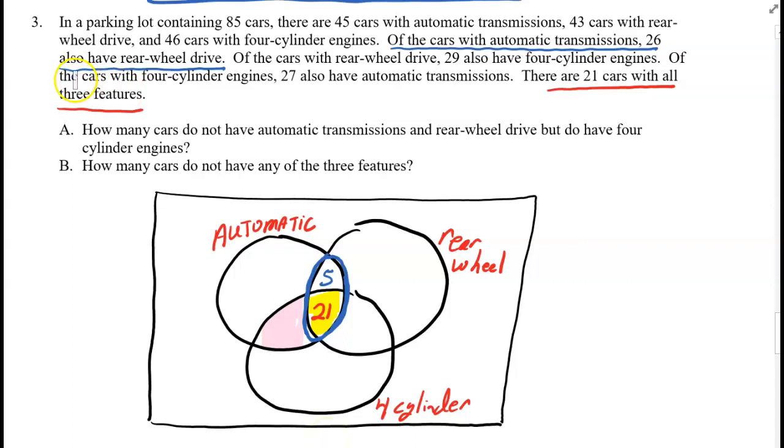So of the cars with 4-cylinder, it says 27 of them have automatic and 4-cylinder. So to figure out the number in pink, I'm going to do 27 take away 21, which is 6. To figure out the highlighted blue section, this number, that's rear wheel drive and 4-cylinder. And I'm going to highlight in blue here.